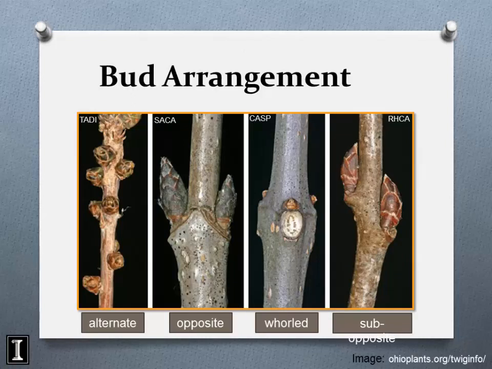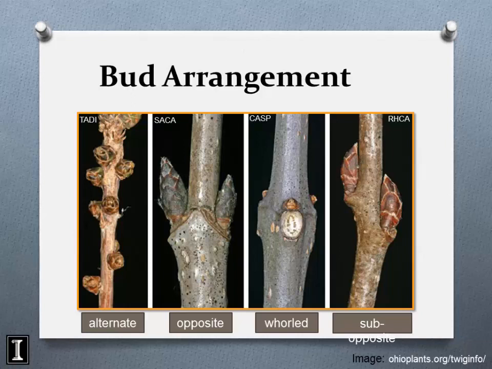All right. So this is a bad example. I'm going to change this slide. But here's an example of bald cypress. Basically, you have a bud, you move up, and you have another bud. That is an alternate leaf or bud arrangement on a twig. Here's a sugar maple twig. You have a lateral bud on one side, directly opposite, you have another leaf scar and you have another bud.